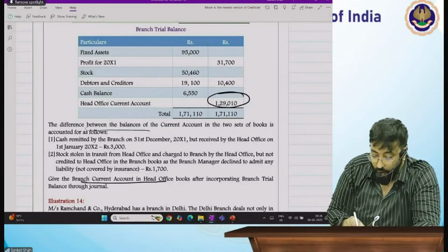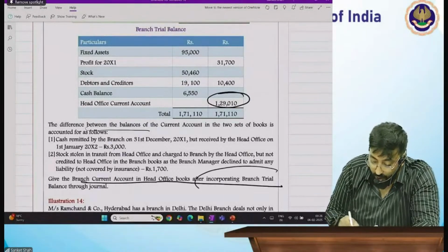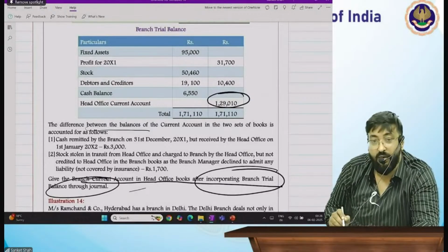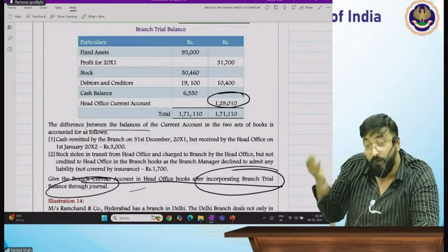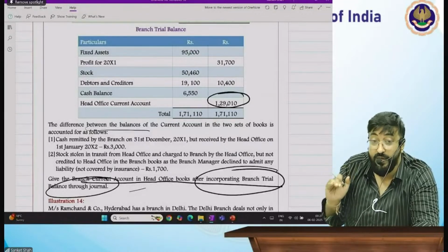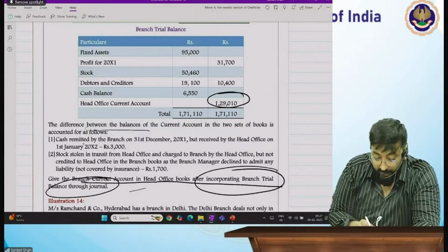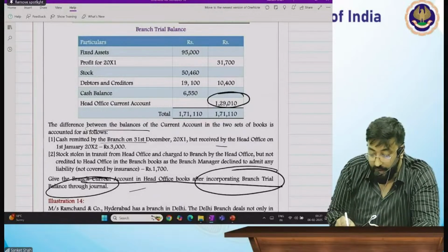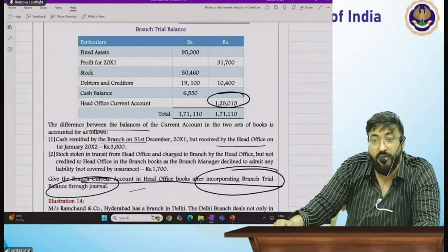And what you have to do is incorporate the branch trial balance through a journal. So you have to transfer the full trial balance of the branch after reconciliation. So step 1 is reconciliation. Now step 1 is what? Cash remitted by the branch but not received by the head office. I will do the reconciliation here only.